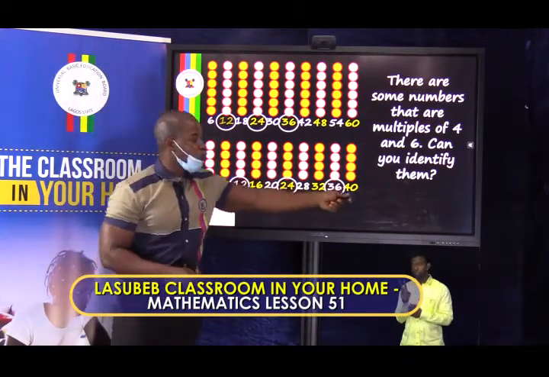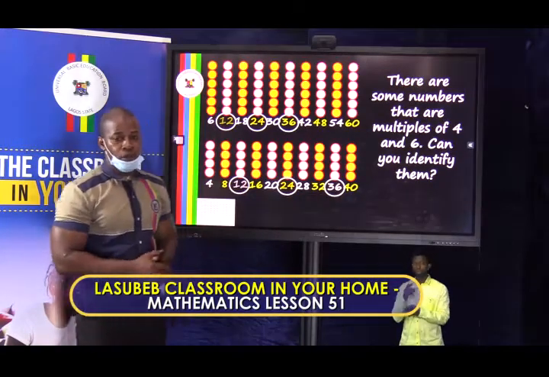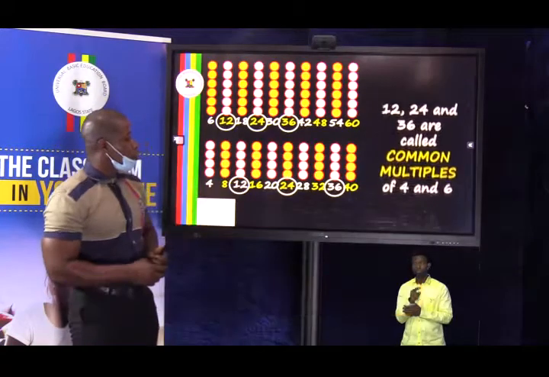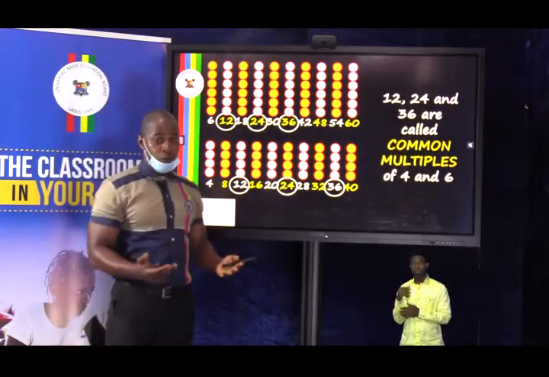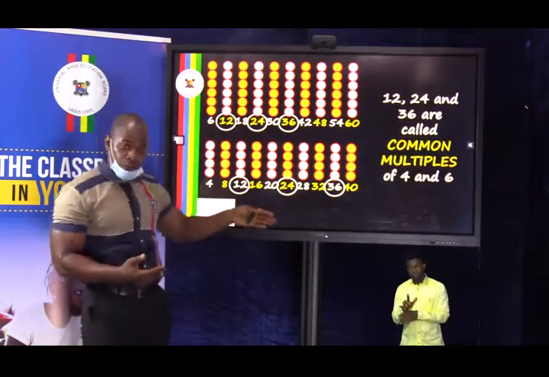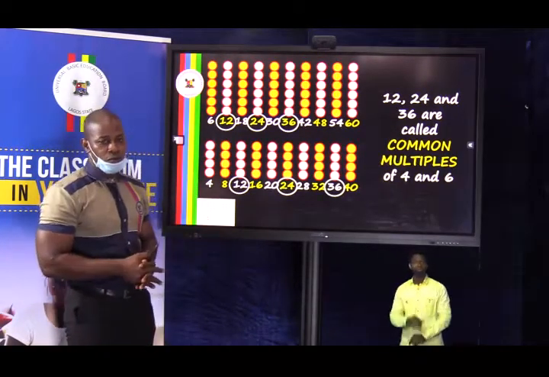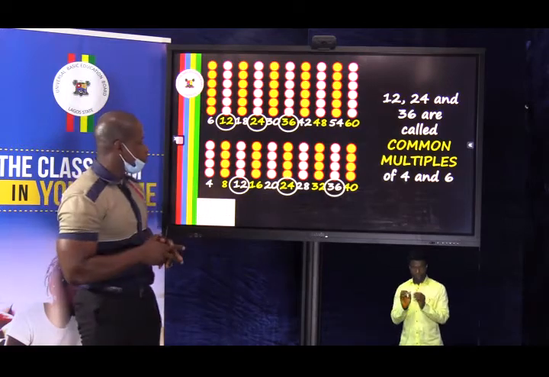If you go on along the line, you'll find 48 here, and 48 will also be a common multiple. These 12, 24, and 36, of course, we call them common multiples. It's a multiple of 6, it's a multiple of 4, then that means a common multiple of 6 and 4. I hope that this is clear.